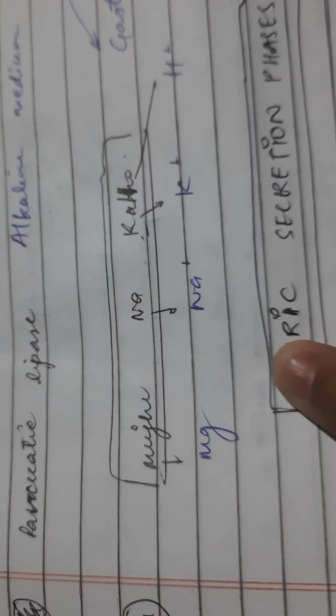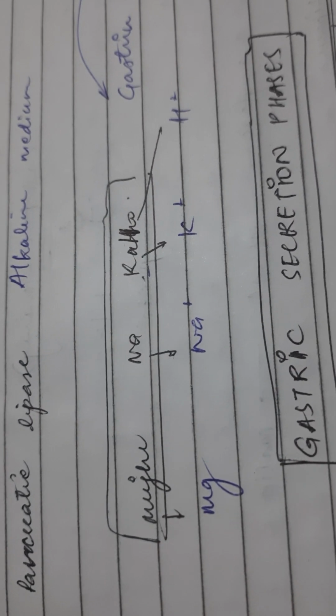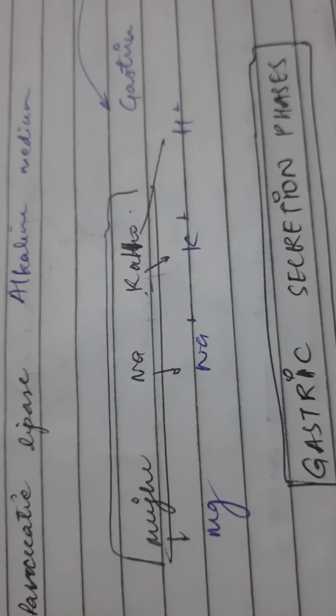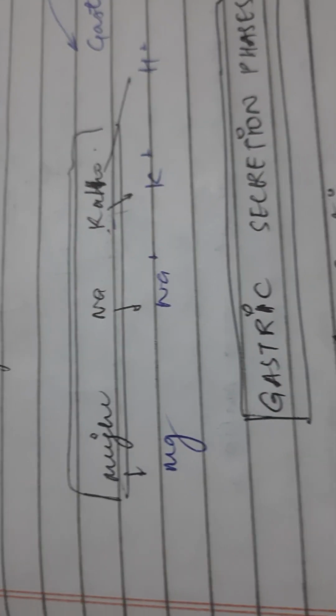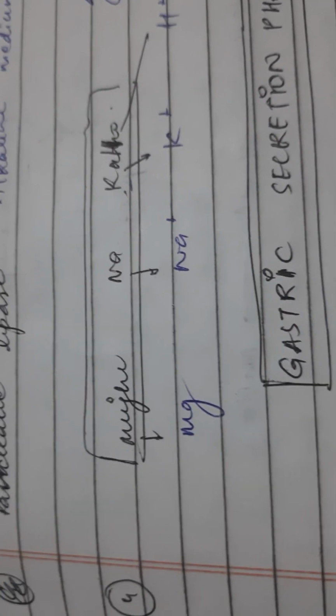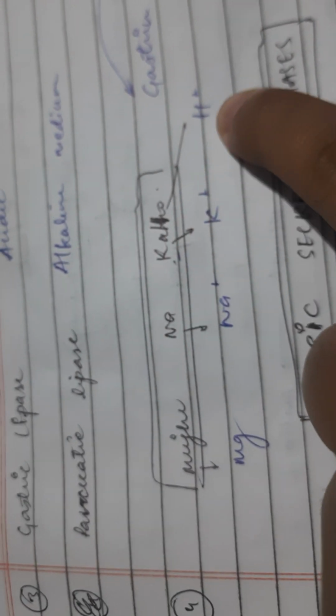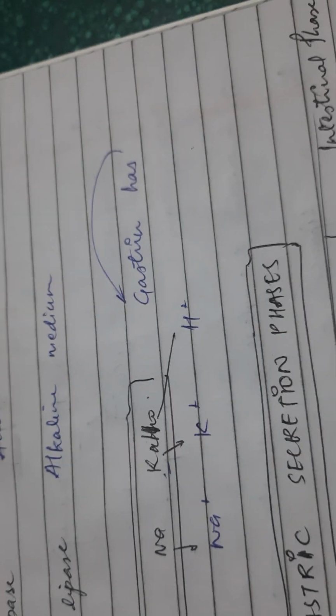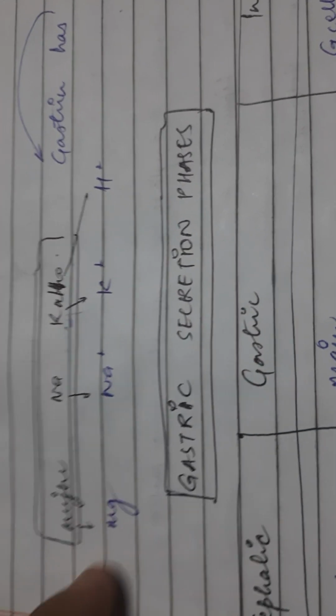This is a mnemonic to remember what ions are present in stomach secretion: magnesium, sodium, potassium and H plus. Gastric secretion has these four ions.